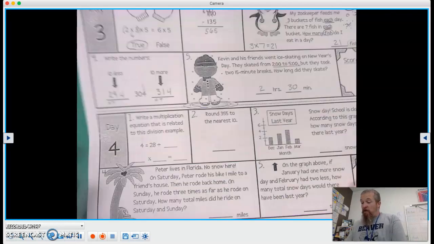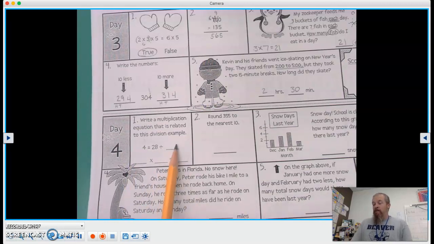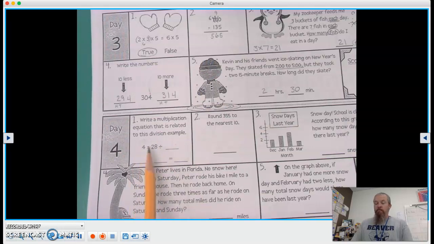Number 1, write a multiplication equation that is related to this division example. So 4 equals 28 divided by something. We can flip that around. Knowing our commutative property of multiplication, we know that this number could interchange with this number, and it's the same answer, right? So 28 divided by something is 4, or 28 divided by 4 is something. So what is 28 divided by 4? Into 4 equal pieces. 7. Very good.